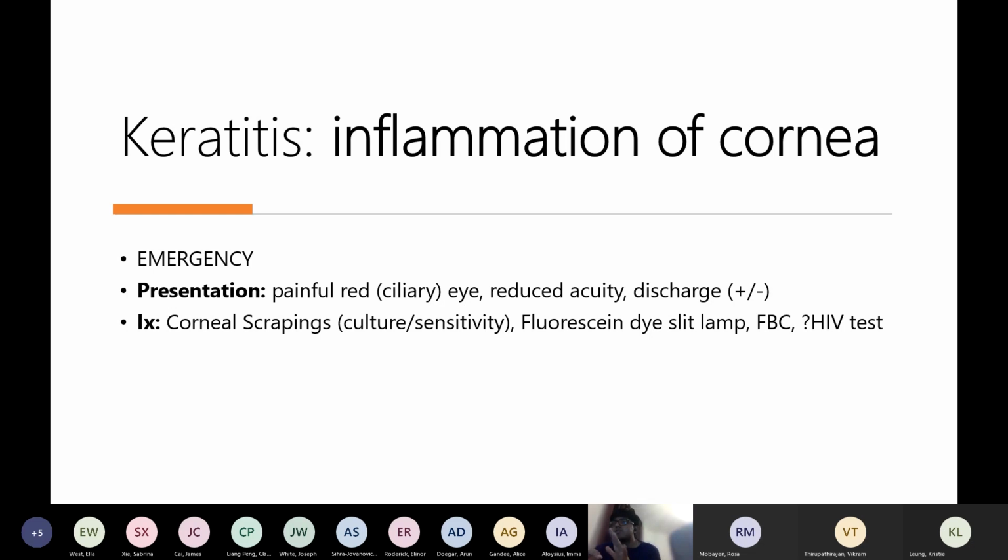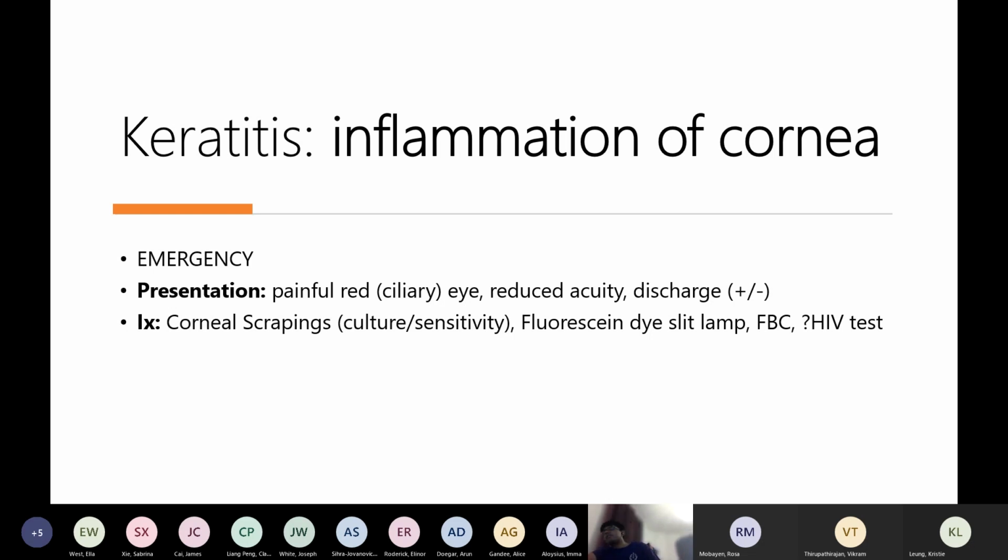And anyone with this needs an HIV test, because this is a severe infection and may suggest immunosuppression. So if they get it and they're not on immunosuppressive medication, they might have HIV. So don't forget to do an HIV test. You also do a full blood count. Why do we do a full blood count in this case?